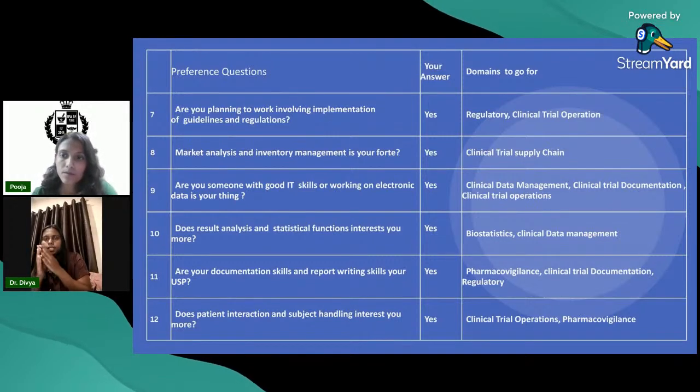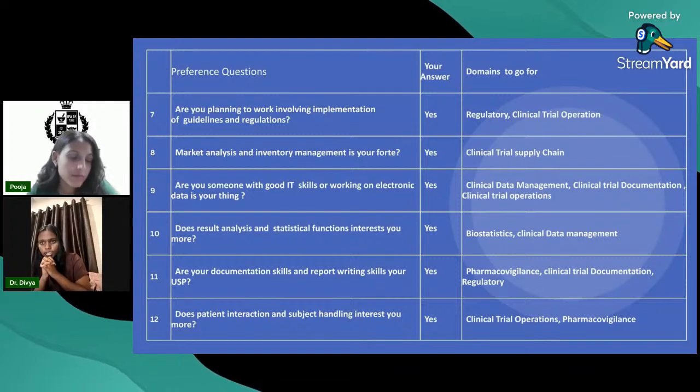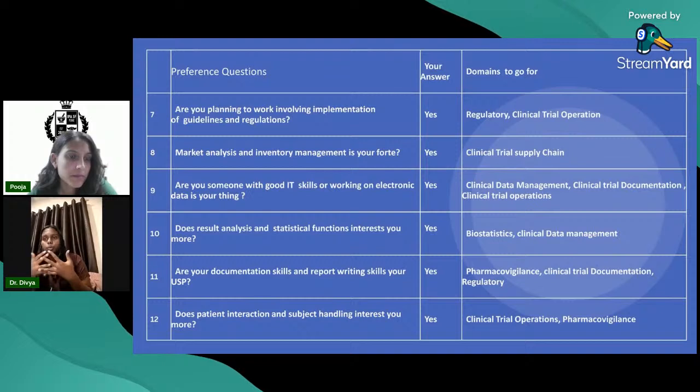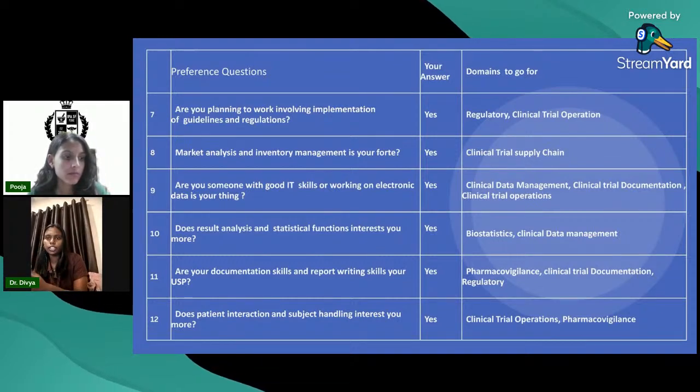The next question is, are your documentation skills and report writing skills your USP? If you're really good with documentation writing and report writing, then pharmacovigilance, clinical trial documentation, and regulatory are the three fields for you.